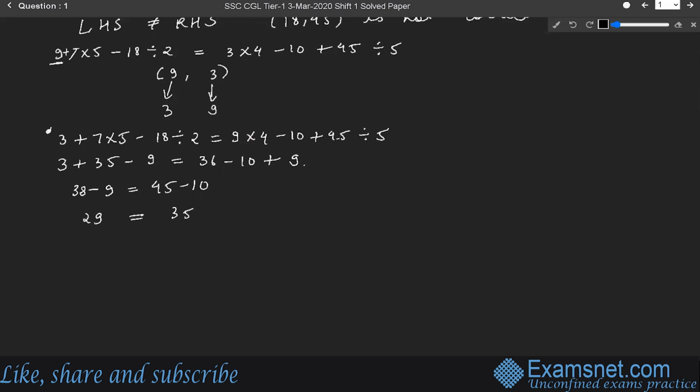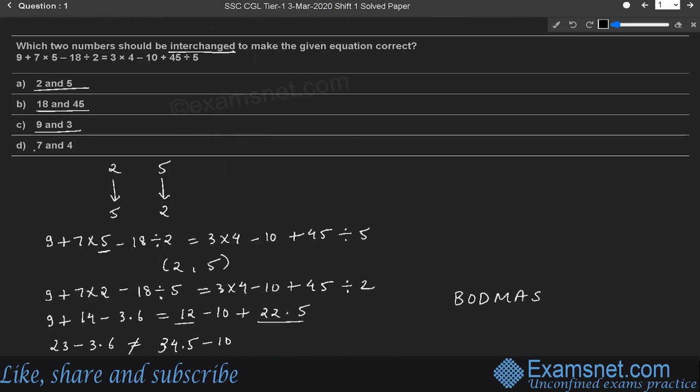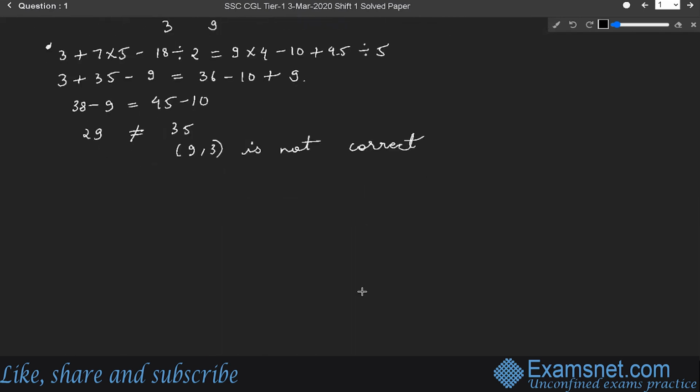Again, 38 minus 9 will be 29 and 45 minus 10 will be 35. We can see that both these values are not equal. So the third option, that is 9 comma 3, is also not correct. So considering the last option, 7 and 4. So first let us write the equation. Equation is 9 plus 7 into 5 minus 18 divided by 2 is equal to 3 into 4 minus 10 plus 45 divided by 5.